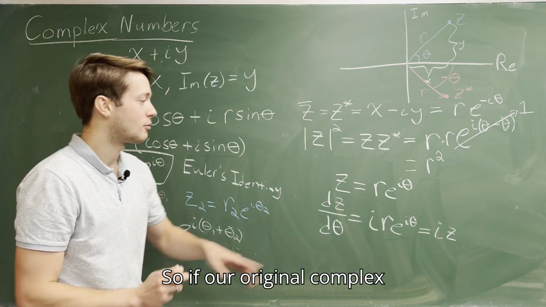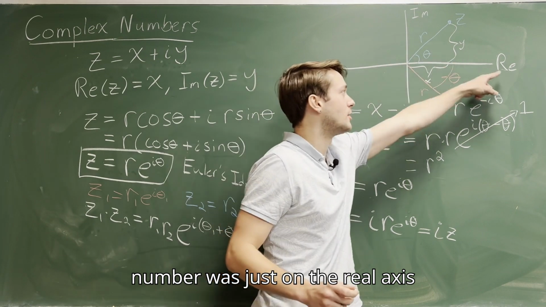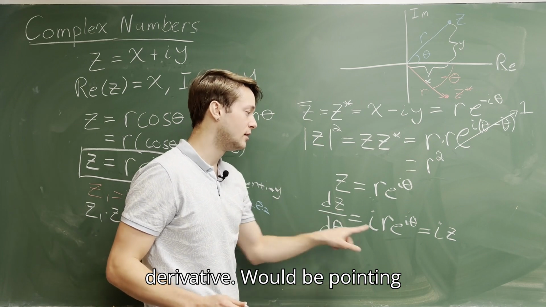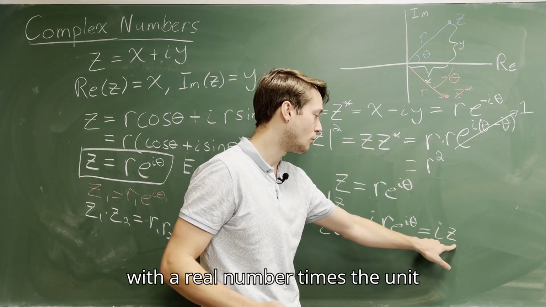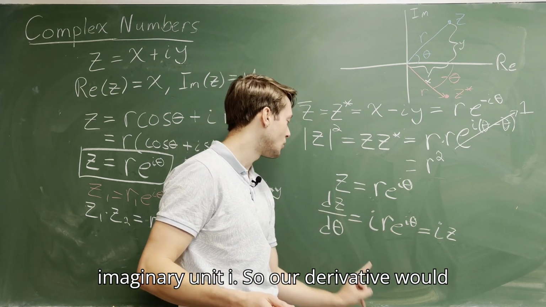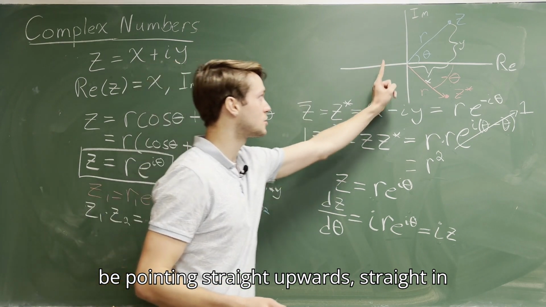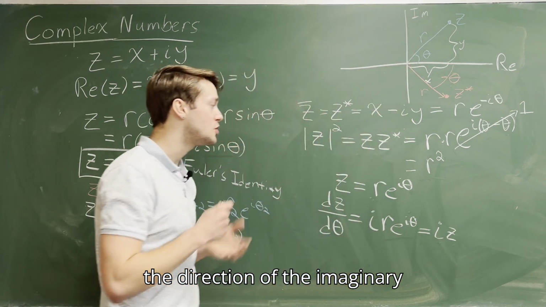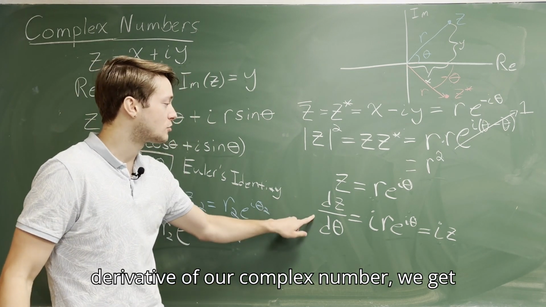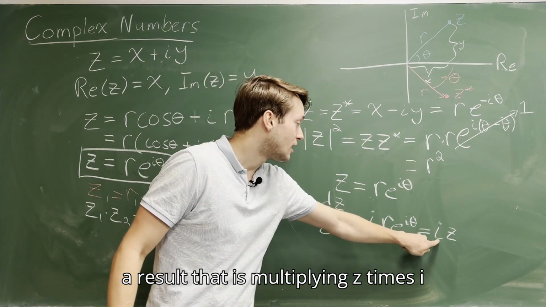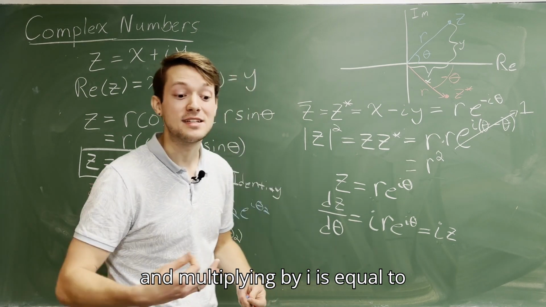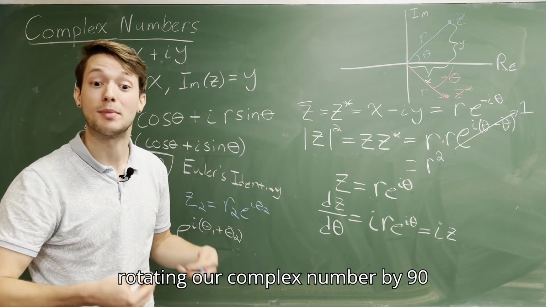So if our original complex number was just on the real axis, pointing this way, our derivative would be pointing with a real number times the imaginary unit i. So our derivative would be pointing straight upwards, straight in the direction of the imaginary axis. And so this in general is true. If we take the derivative of our complex number, we get a result that is multiplying times i. And multiplying times i is equal to rotating our complex number by 90 degrees.